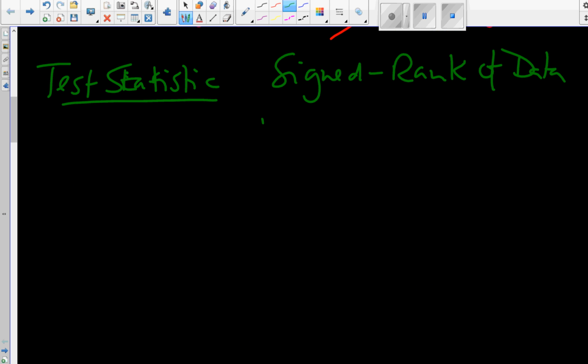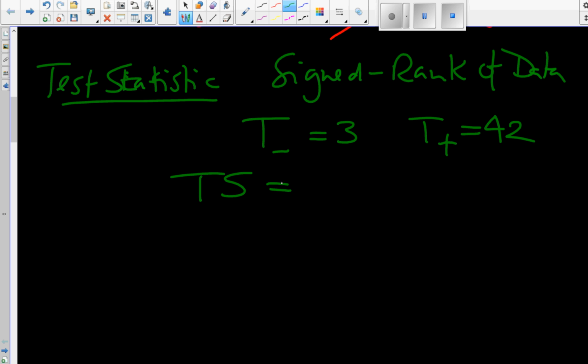So our T minus was equal to 3 and our T plus is equal to 42. Now the tables, when we get to the table line, says that we're interested in using the lower figure, the lower tail. So our test statistic here will be 3, and that's what we're going to take forward. Our next step is to work out our critical value.